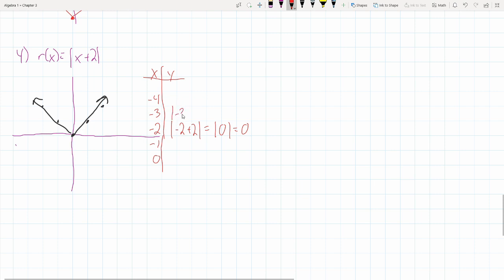If I do this for -3, that's going to give me the absolute value of -1, which is going to give me 1. If I do -4, that's going to give me the absolute value of -2, which gives me 2. And going down here, I'm also having 1 and 2. So if I graph this, my 0, I'm up 2. My -1, I'm at 1. -3, I'm at 0. And I go like this.